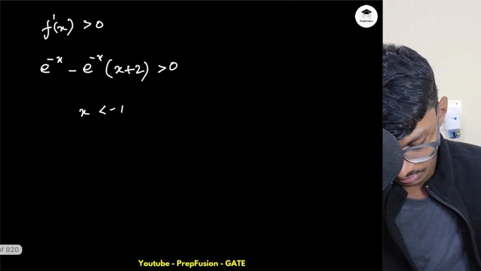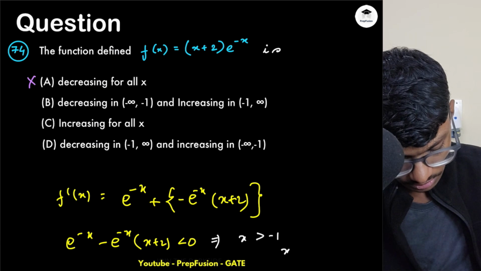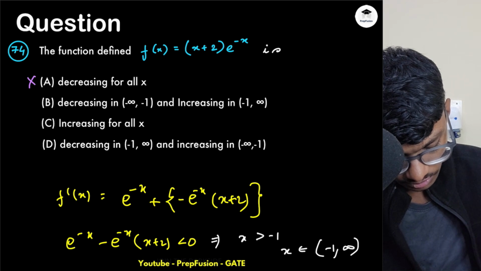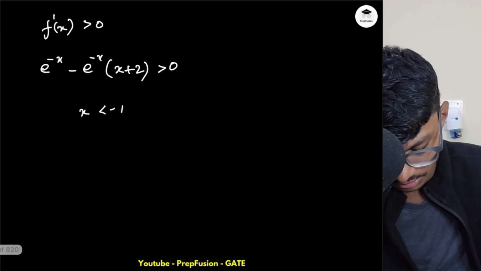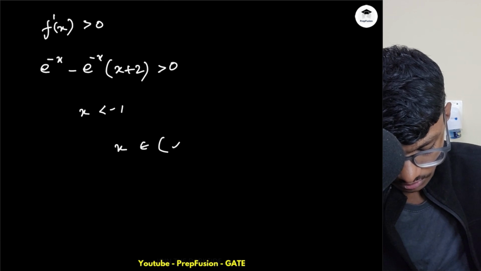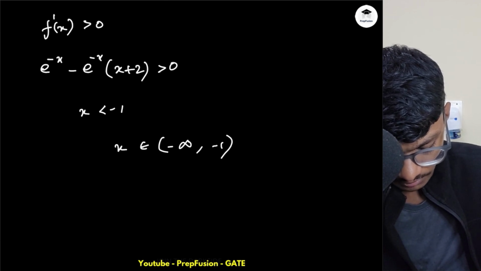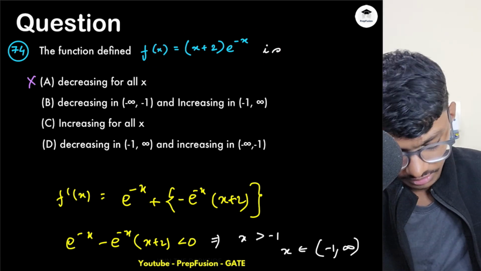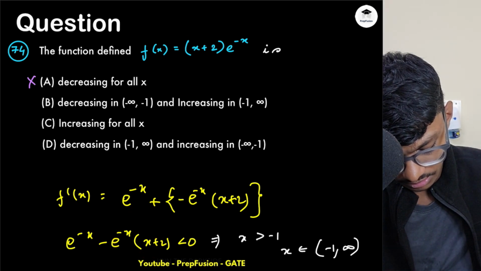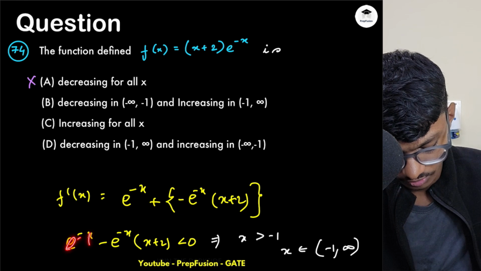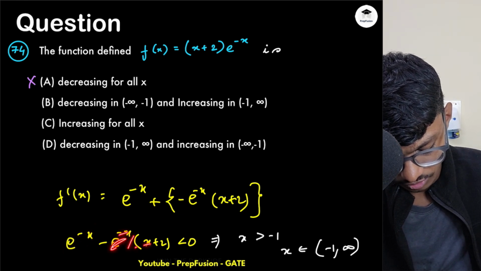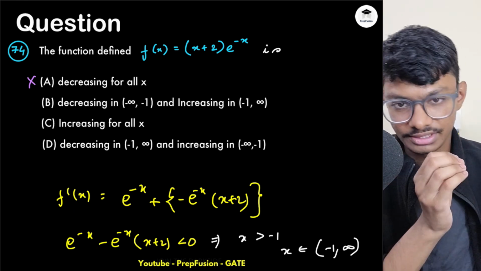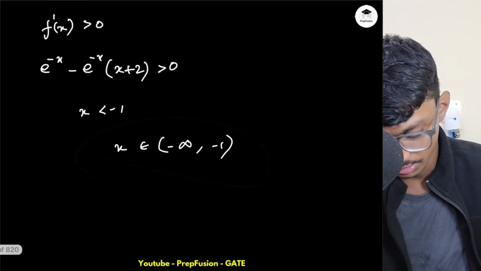So basically here the range is x belongs to minus 1 to positive infinity, and here the range is x belongs to negative infinity and minus 1. Okay, at x equal to minus 1 we have a discrete point where this thing is going to 0, e raised to power minus 1 minus this also e raised to power minus 1, this is going to 0. So at x equals minus 1, a discrete point, it is 0, neither increasing nor decreasing.